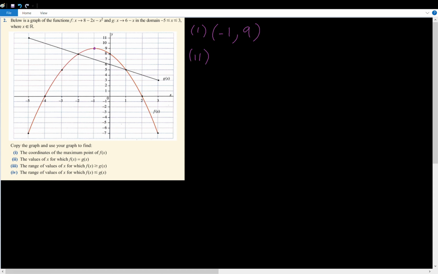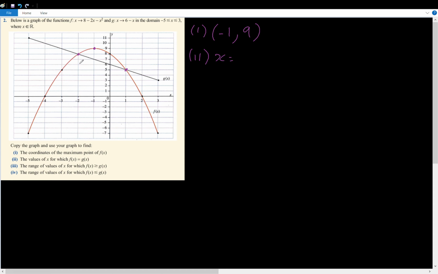For part 2, we have to find the values of x for which f of x is equal to g of x. That's another way of saying the coordinates of the points, or the x values of the coordinates of the points where the line and the curve intersect. So they intersect at this point here and this point here, and the corresponding x values for both of those points we can find out by working down from the point.